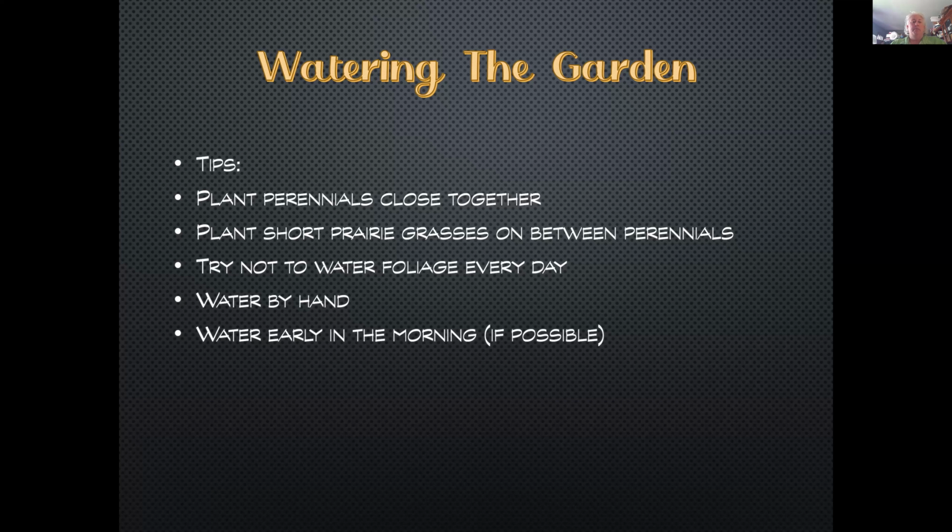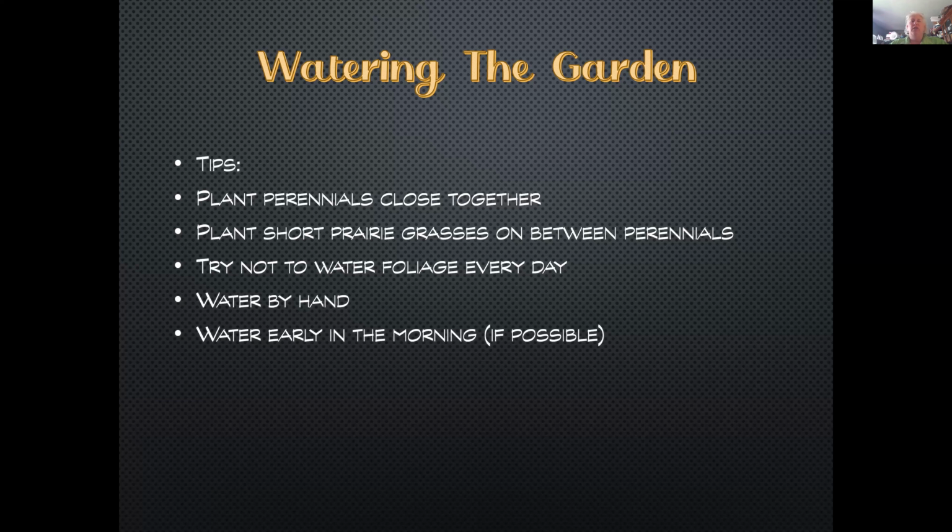And then also this creates a really nice habitat because there are a lot of butterflies and other kinds of insects and birds that use native grasses for habitat and for food. And they are much more important than you think. Try not to water the foliage of your perennial plants every single day, like putting on a big sprinkler. Try and water by hand if possible.